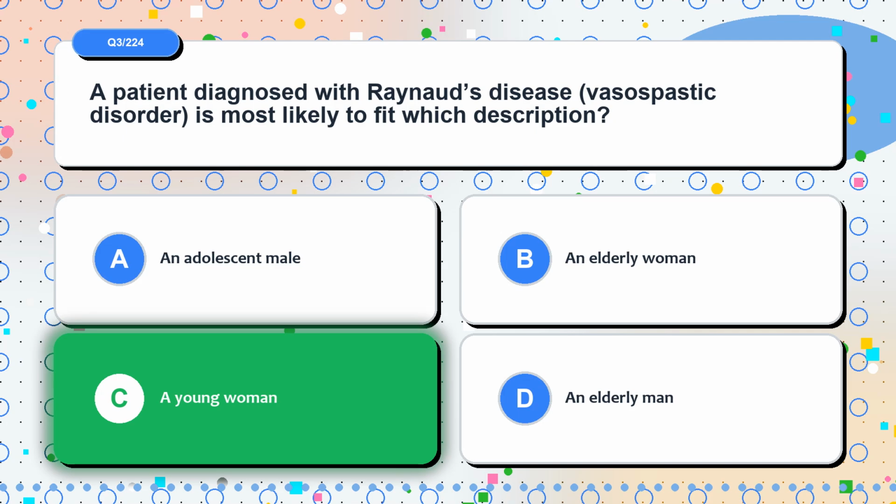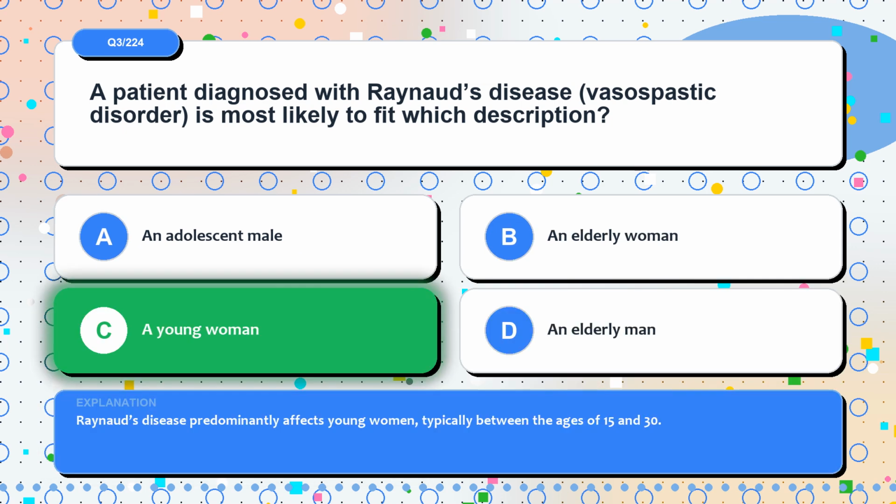The correct answer is option C. A young woman. Raynaud's disease predominantly affects young women, typically between the ages of 15 and 30.